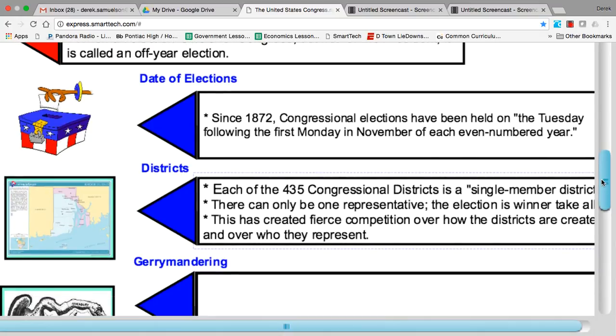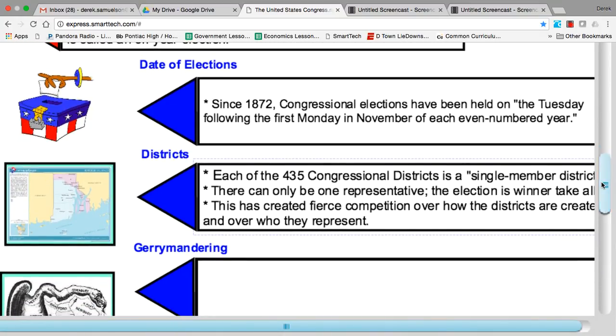Now, the districts. Each of our 435 congressional districts is what we call a single-member district. In a single-member district, there can only be one representative. You can't have two people. And that means that the election is winner take all.